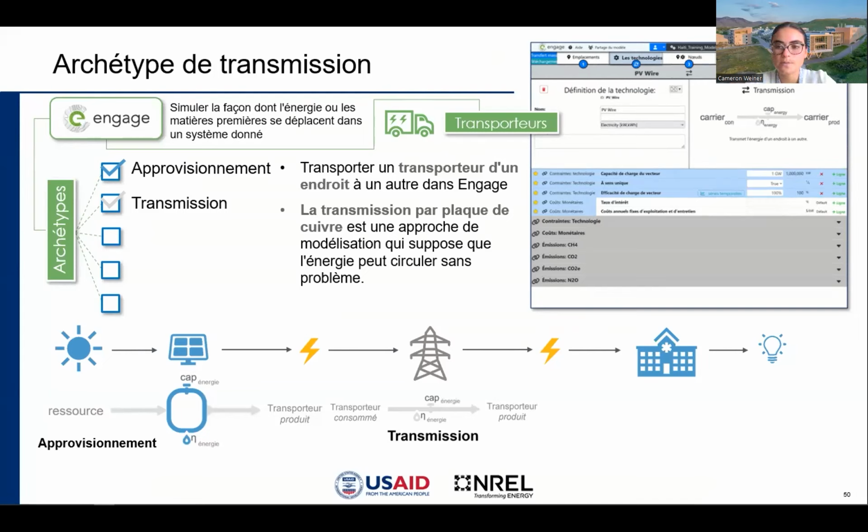So creating a transmission technology that does not have costs, limiting capacities, or efficiencies is called a copper plate transmission system. Copper plate systems disregard the physical restrictions that most transmission systems face. And that assumes that energy can flow from point A to point B without any issues at 100% efficiency.